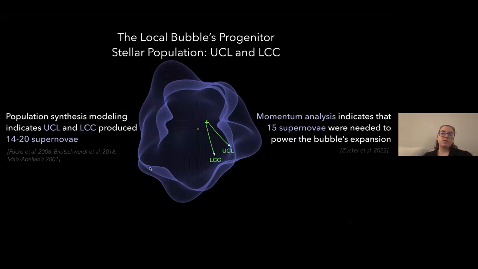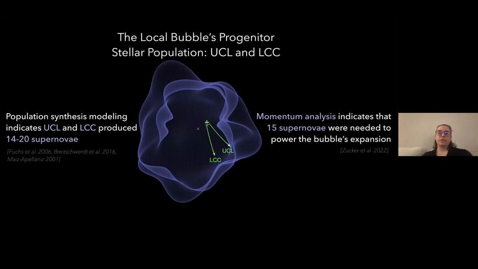Okay, so I mentioned that we think we know what the progenitor population for the local bubble is. Specifically, there are these two clusters in the Sco-Cen stellar association called UCL and LCC. In case you're interested, that stands for Upper Centaurus Lupus and Lower Centaurus Crux. And this is their present positions. They're just inside the inner boundary of the bubble in the present day. But if you trace them back, they met at the same location, so they probably formed in the same molecular cloud.